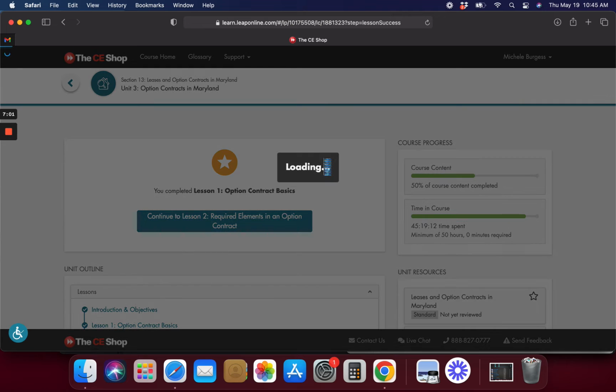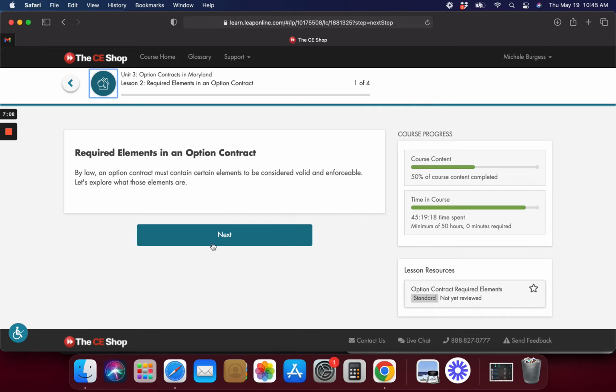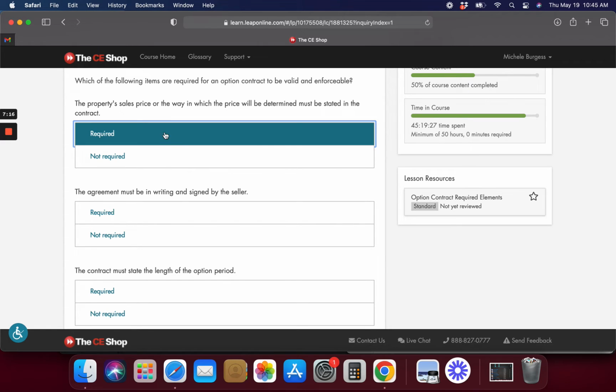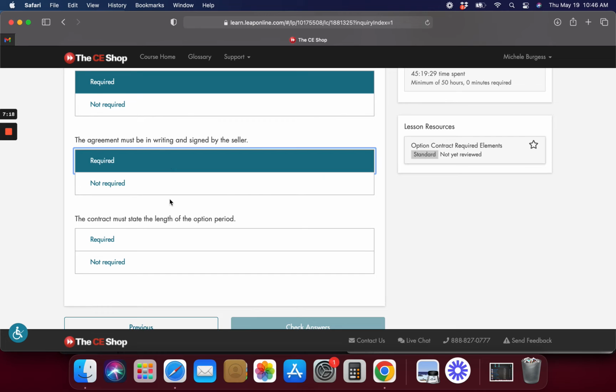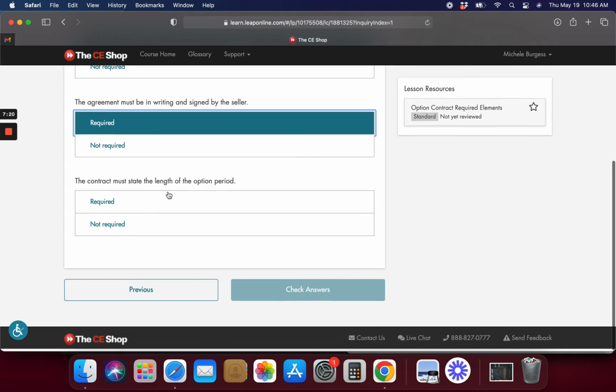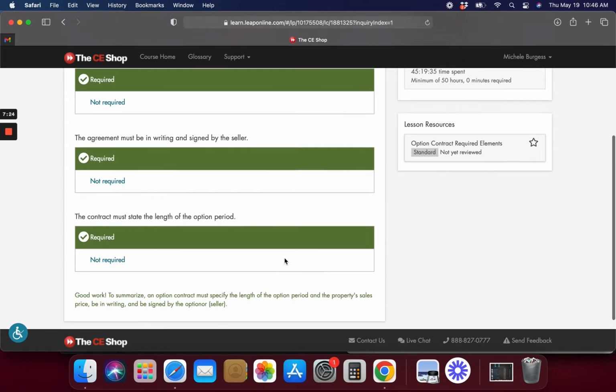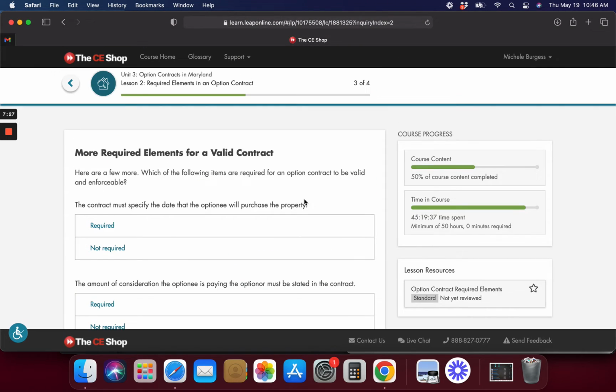All right, required elements in an option contract. Why do we have to know this if an attorney's going to do it? That's my question. Does anybody know that answer? The property sale price, or the way in which the price will be determined, must be stated in the contract. The agreement must be in writing and signed by the seller. The contract must state the length of the option period.